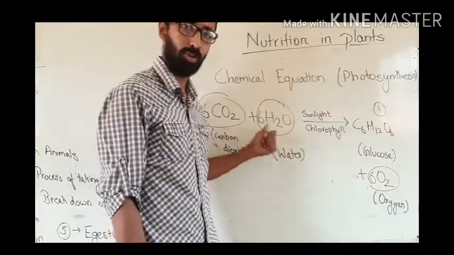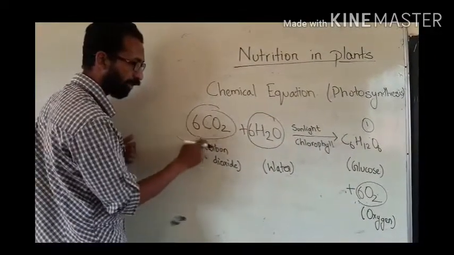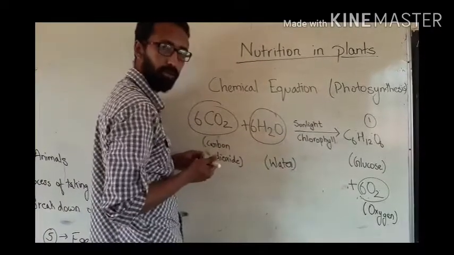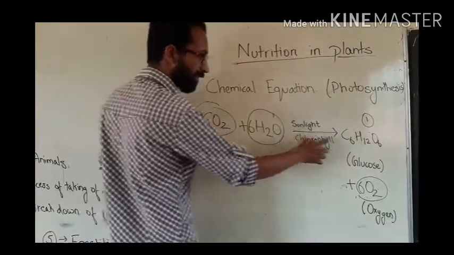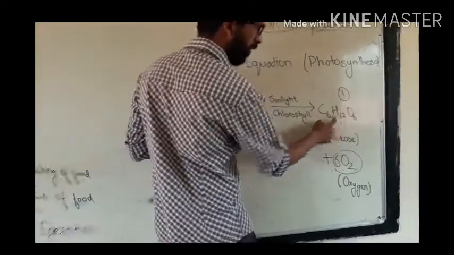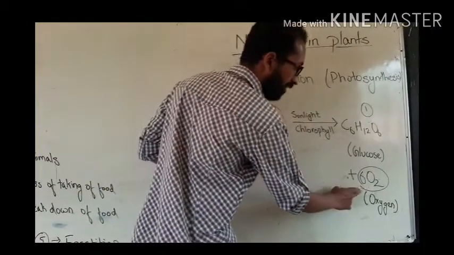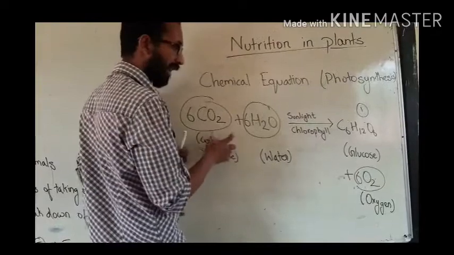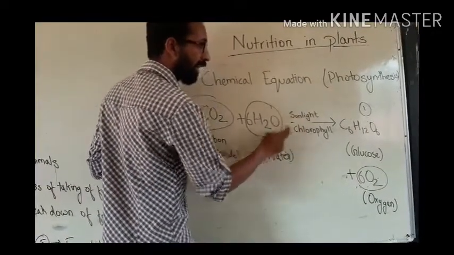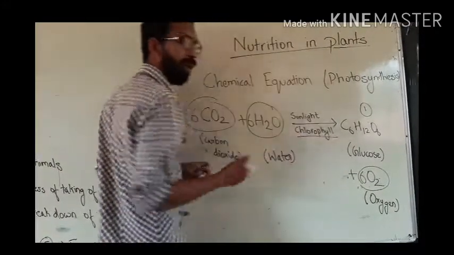I think you would have understood it. I'll repeat it once again. 6 molecules of carbon dioxide when combined with 6 molecules of water results in the formation of 1 molecule of glucose. It is just 1 molecule and 6 molecules of oxygen, and this all happens in the presence of sunlight and in the chlorophyll of the leaf.